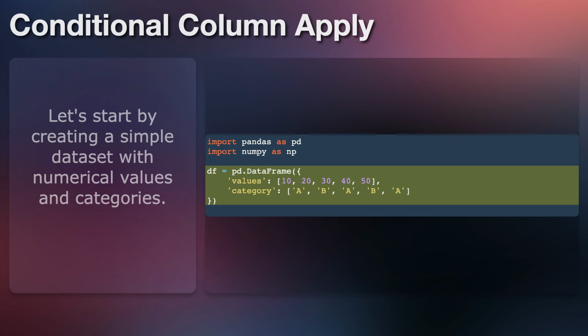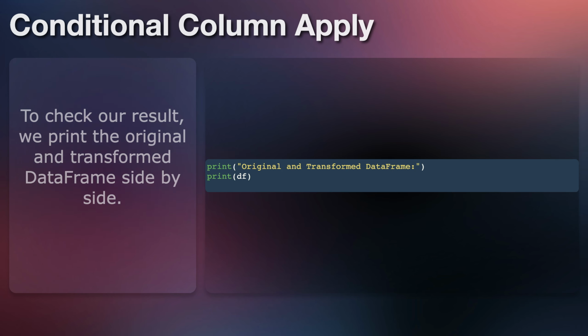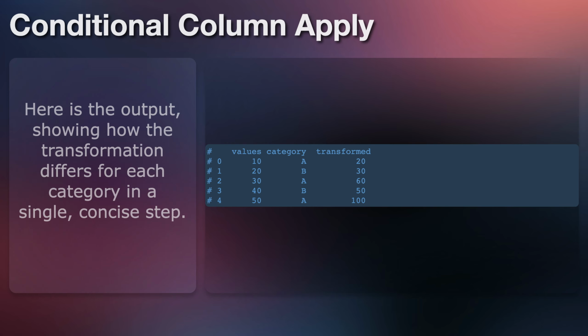Now we'll apply a conditional transformation using NumPy's where function to efficiently create a new column based on each row's category. To check our result, we print the original and transformed data frame side by side. Here is the output, showing how the transformation differs for each category in a single, concise step.